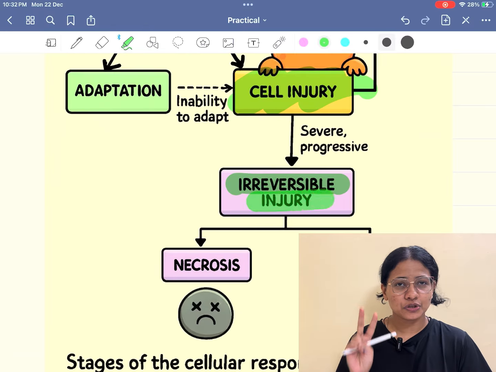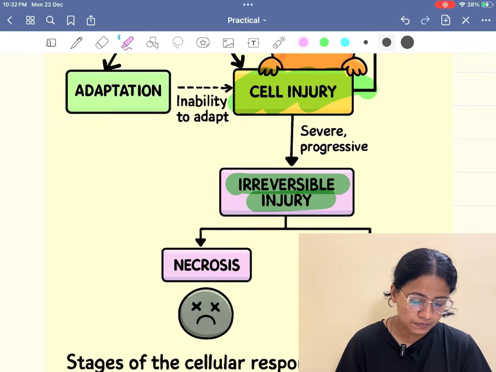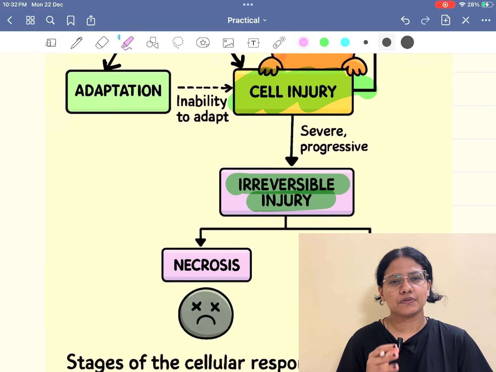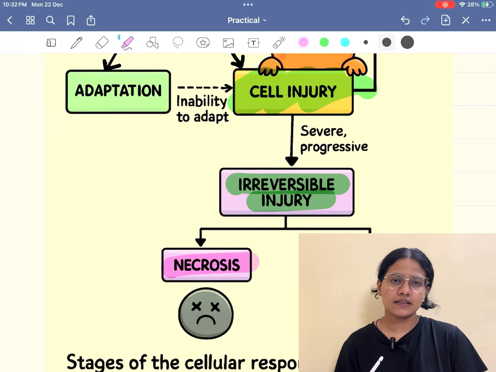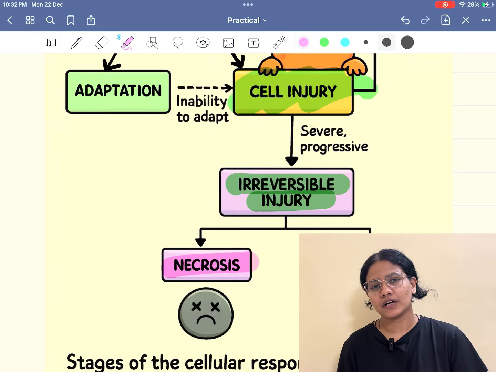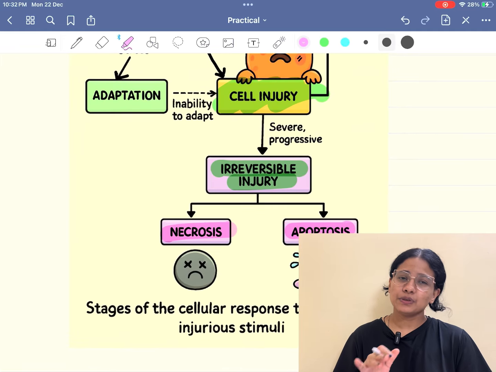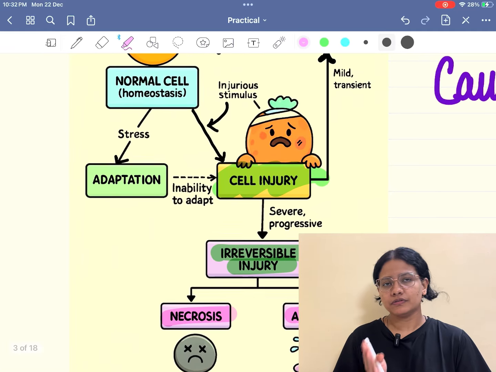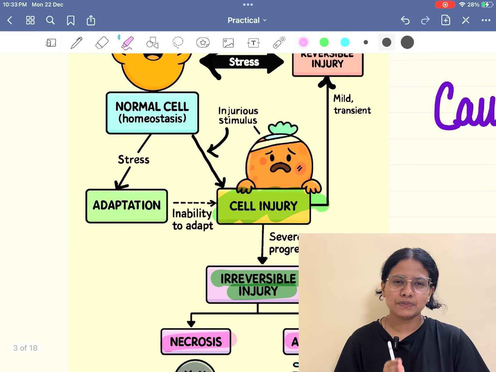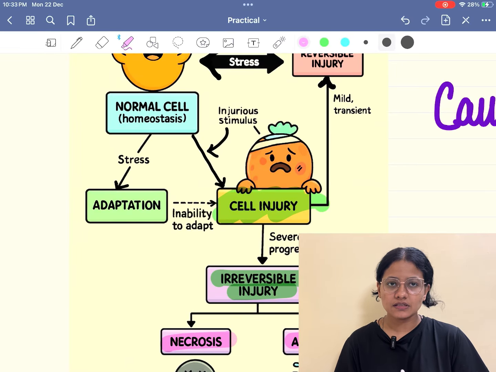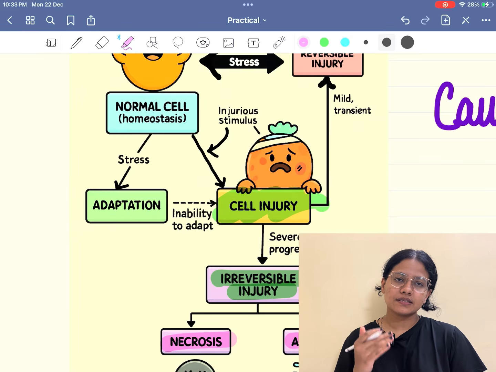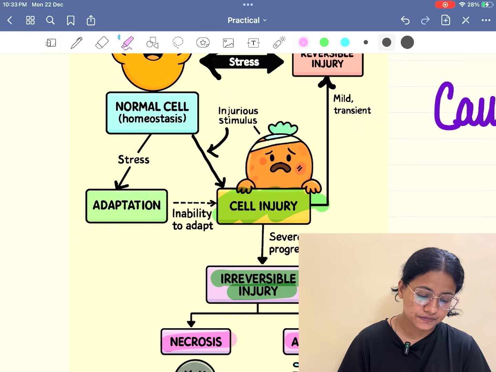And there are the most two patterns of injury, which is necrosis and apoptosis. Necrosis we will be discussing in this video, and apoptosis is a bigger topic, so we will discuss it in the next video. So these are the stages of cellular response. So a cell with a stress which is reversible can go for a cellular adaptation in form of hyperplasia, metaplasia and others, atrophy. But when there is a cell injury which is progressive, the cell goes into irreversible cell injury.